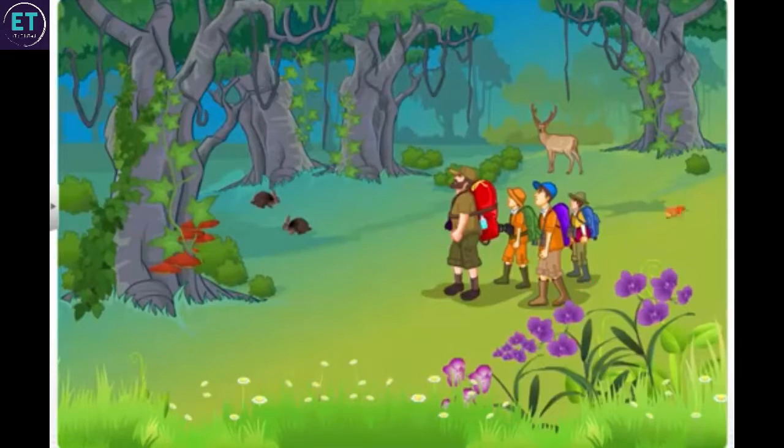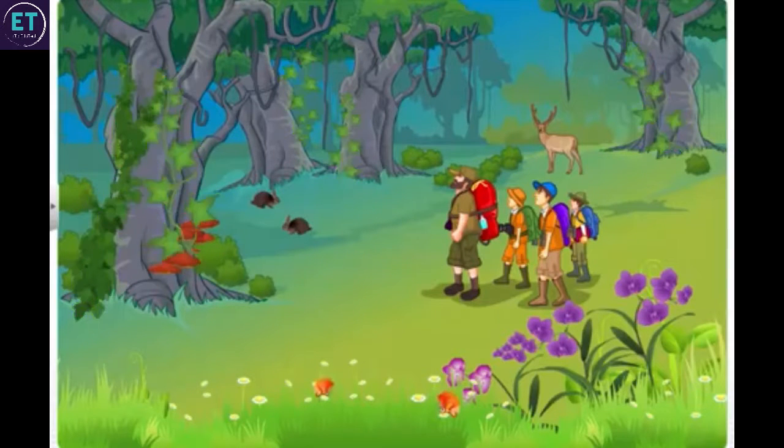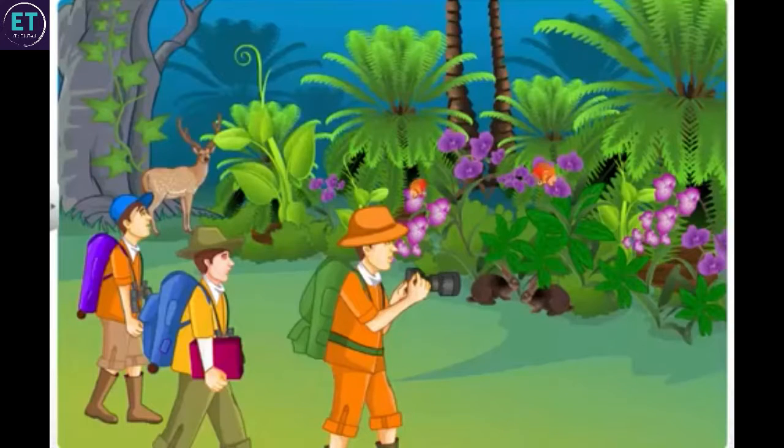Wow! Look at the variety of trees, creepers, shrubs, and orchids. I never realized so many of them even existed on this planet. Our planet has an amazing variety of flora and fauna.